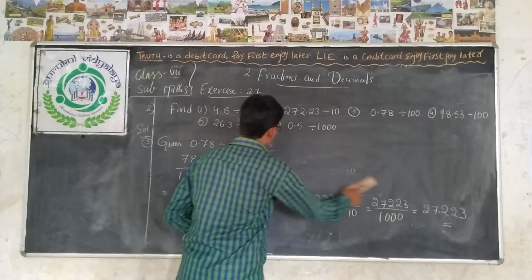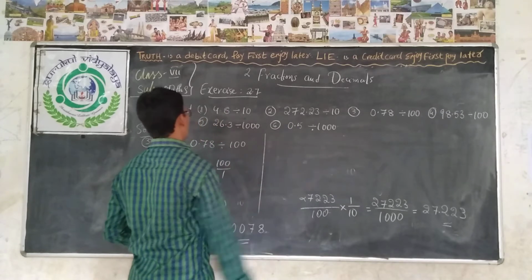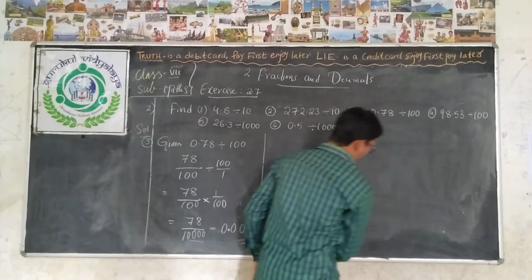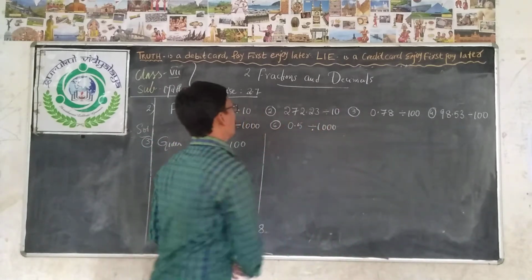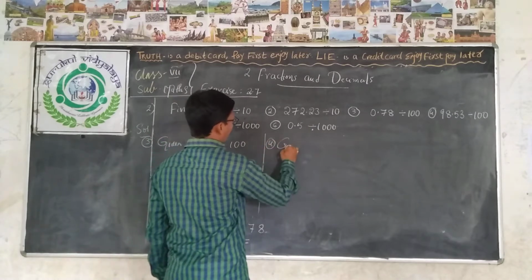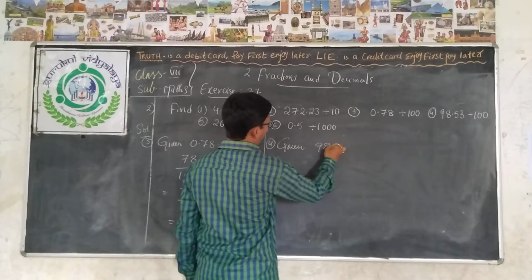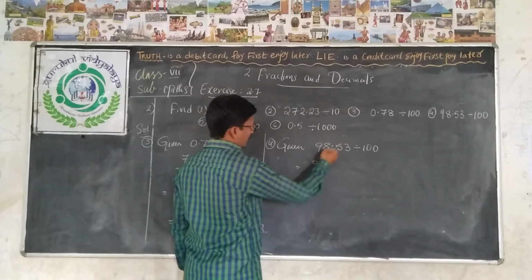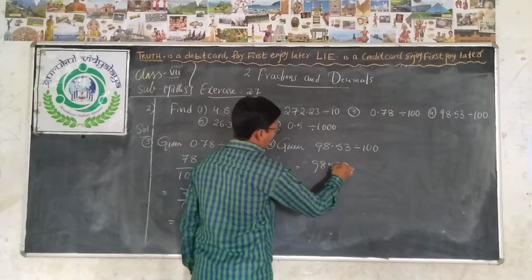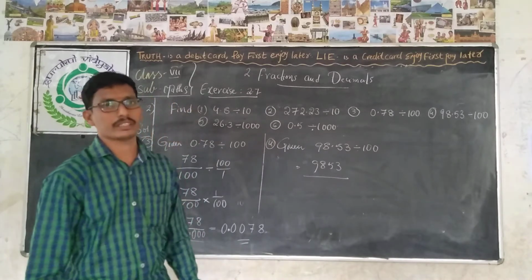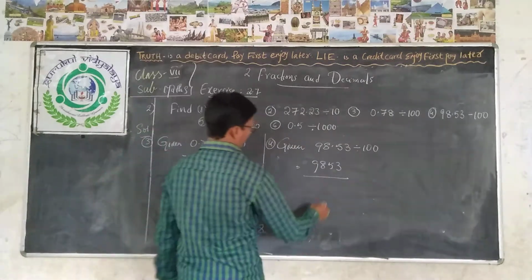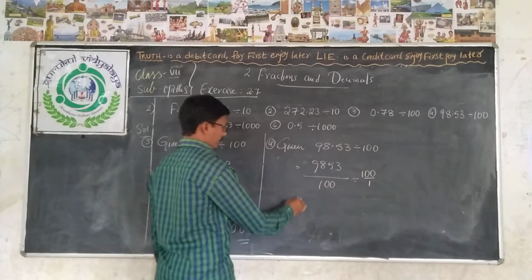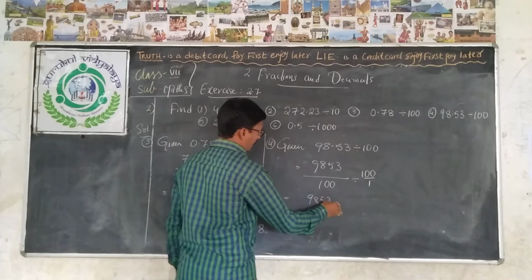One more problem. What is given? 98.53 divided by 100. So the fourth one is 98.53 divided by 100. That is equal to, just convert to fractional form. Remove the point. What will you get? 9853 by, so 3 is in the hundreds place, 100 divided by 100 by 1. In the same way, 9853 by 100.